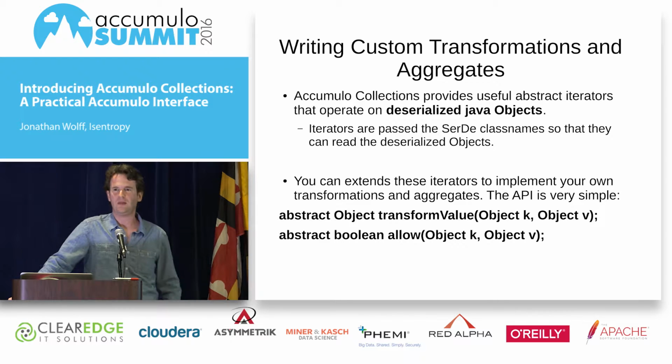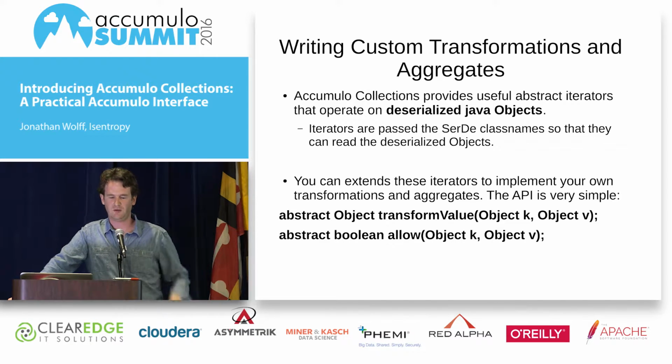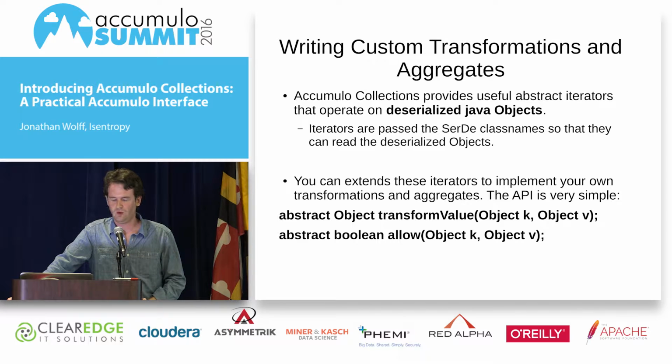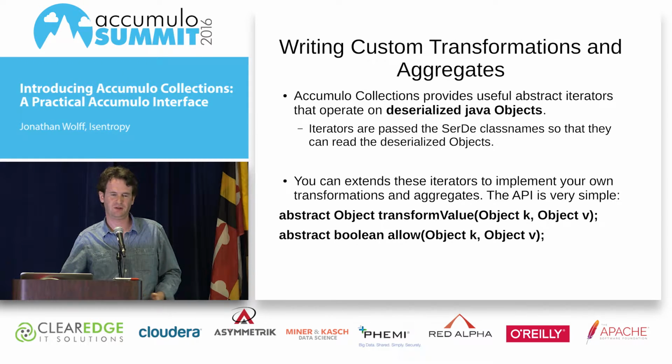Okay, and then it provides a framework also for writing your own iterators that work on deserialized Java objects. And that's super important because you never have to work with bytes with Accumulo Collections. Everything's in Java objects. So you can extend these classes, and the methods are super simple. Here, transform value, you just return a Java object, or allow. That's similar to the filter, but the first one is in a transforming class. The second one's in a filter class. But the difference from the normal filters is that these work on Java objects, so it's really easy to implement your own.